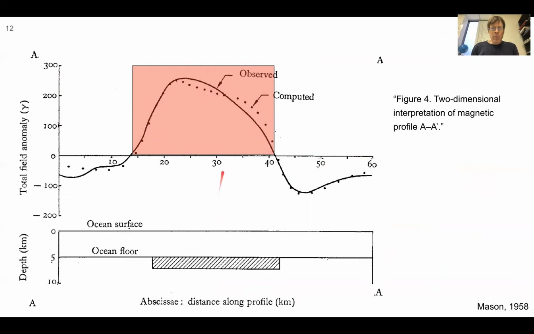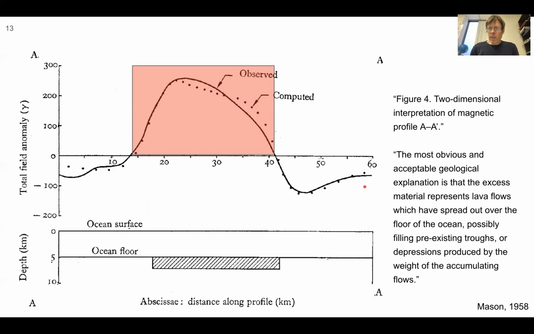And the authors interpret that this observed solid line could be modeled by a body shown here on the ocean floor, some anomalous magnetic material shown here. And that gives rise to the dotted lines that's quite in agreement with the observations, making them think, well, maybe this is really what the Earth is like down there.